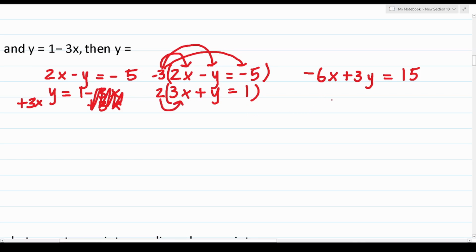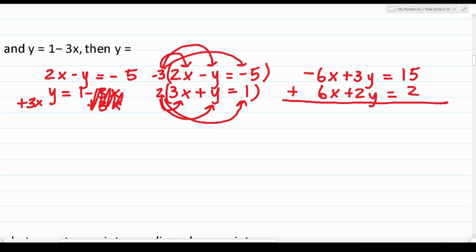And then we're going to do the same thing with this bottom equation. 2 times 3x is 6x. 2 times y is 2y. And then 2 times 1 is just 2. Now we're going to add these two equations together. And as you'll see, we're going to eliminate this x variable in as much as -6x plus 6x is eliminated. This becomes 0, so I'm not going to write anything down here. 3y plus 2y is 5y, and 15 plus 2 is 17.